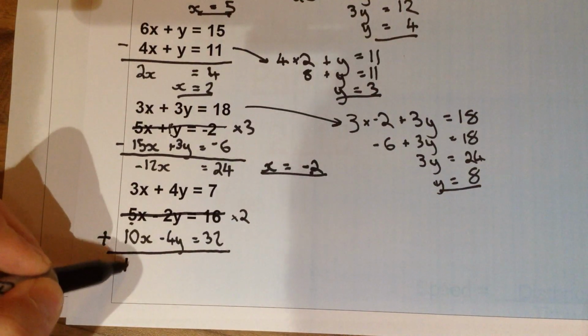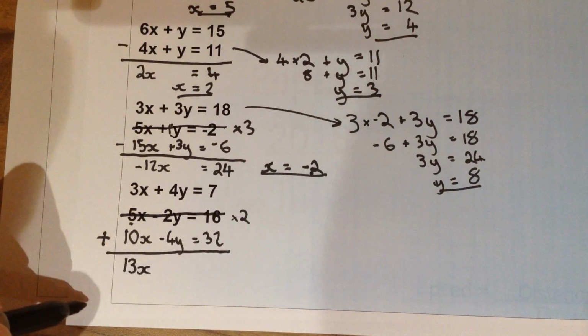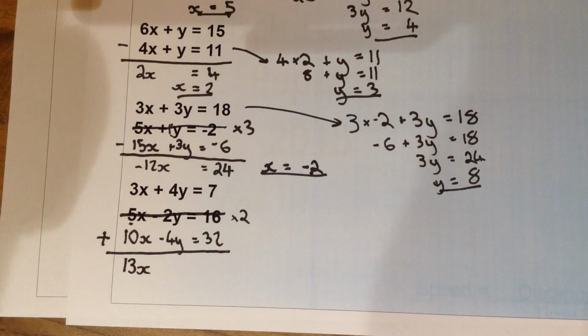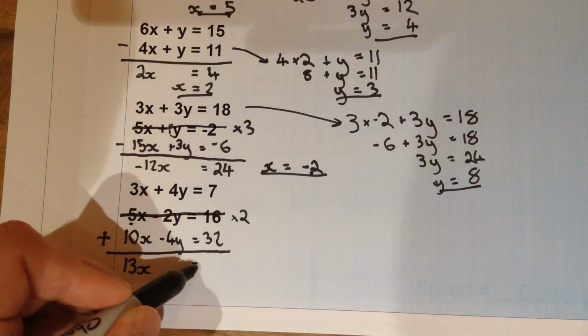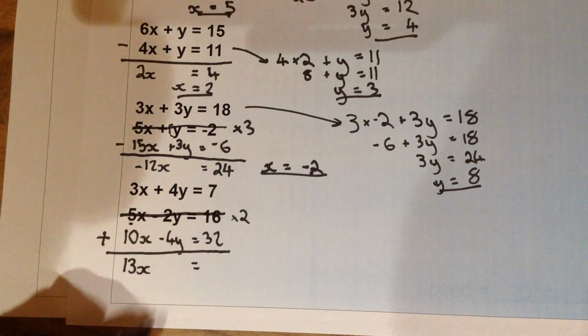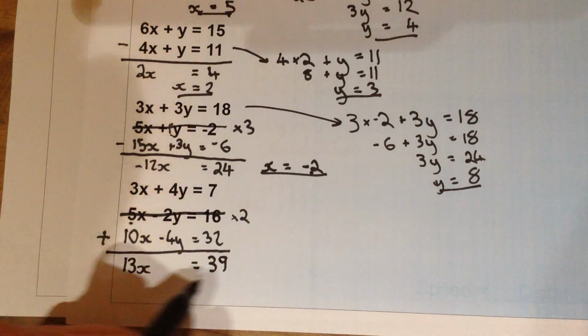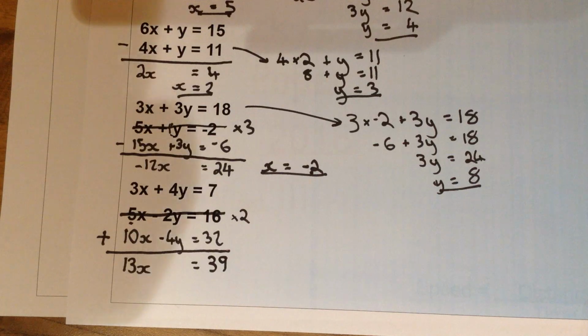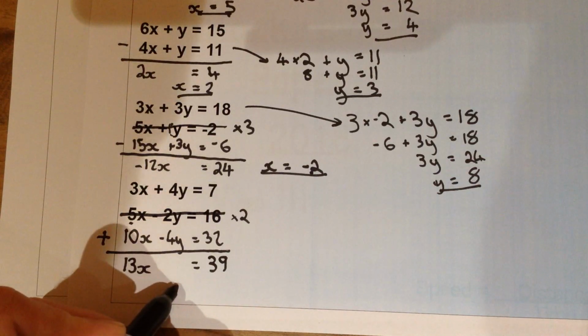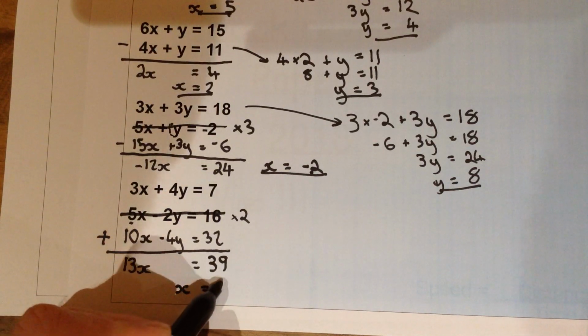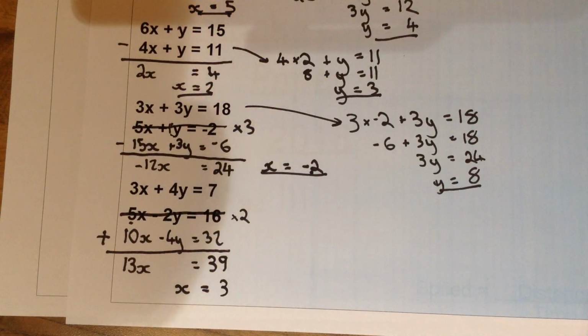3x add 10x is 13x. 4y minus 4y cancel each other out. 32 add 7 gives me 39. So 13x equals 39. Dividing both sides by 13 would give me x equals 3.